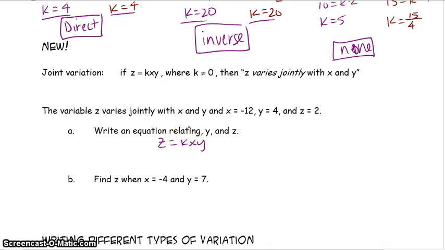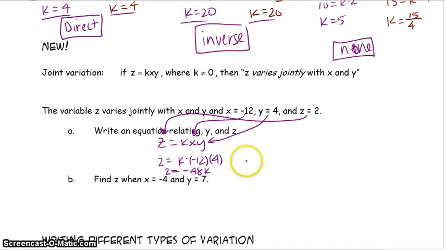so we can write our equation. So just like we did last time, we're going to plug in our negative 12, plug in our 4, and plug in our z. So that would be 2 equals k times negative 12 times 4. This gives me 2 equals negative 48k. So that would be k equals negative 1 over 24 when I simplify.